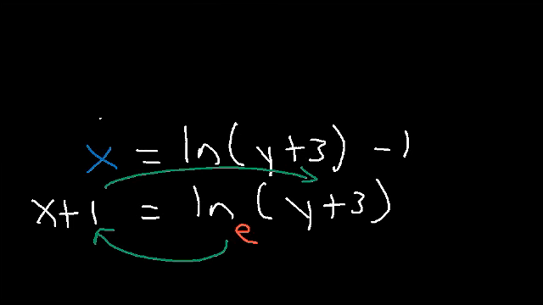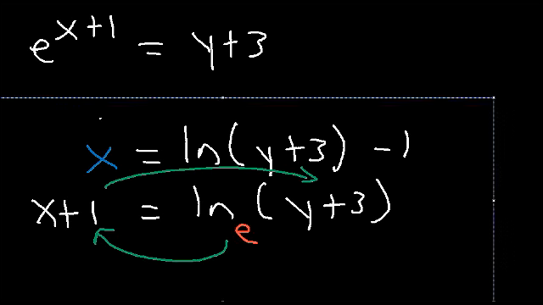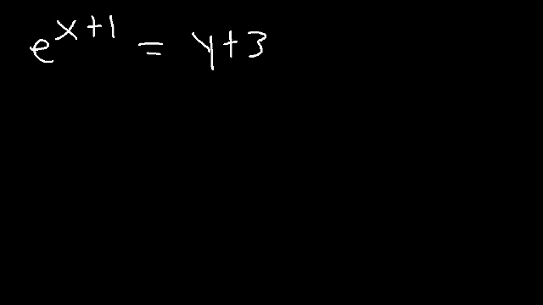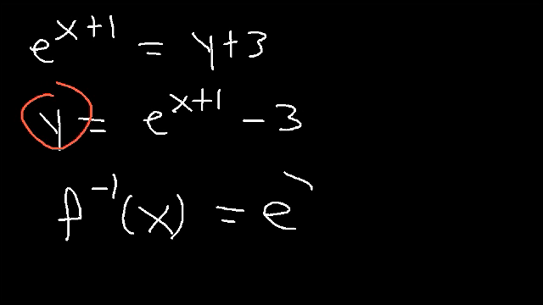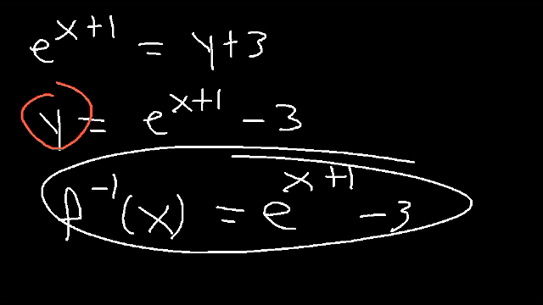So therefore, we have this equation. e to the x + 1 is equal to y + 3. So now the last thing we need to do is subtract 3 from both sides. So y is equal to e raised to the x + 1 minus 3. At this point, you can replace this y with the inverse function symbol. So f to the negative 1 of x, which is the inverse function, is e to the x + 1 minus 3. And so this is the answer.